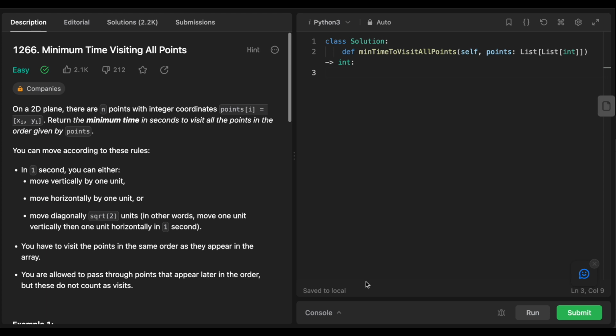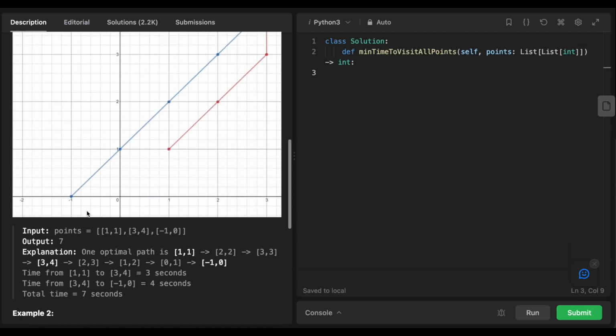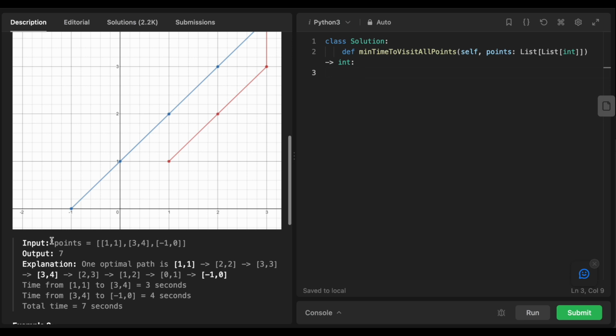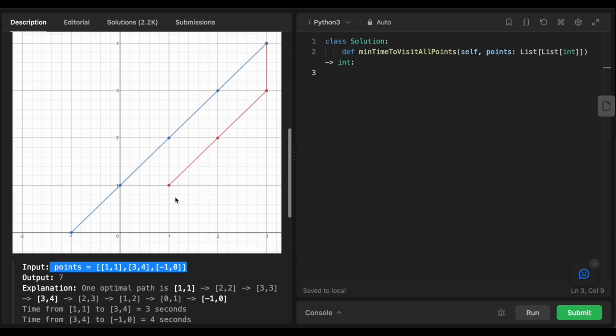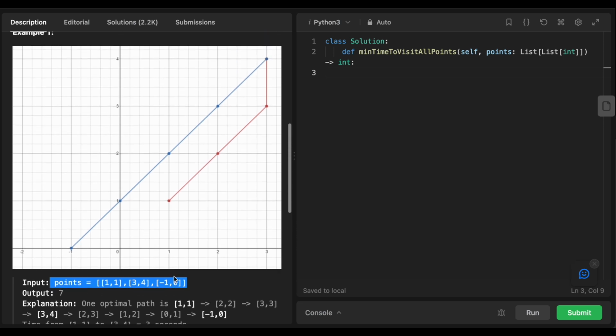Welcome back. We have today 1266, Minimum Time Visiting All Points. In this problem, we are given some set of points. Each set of points represents a point in our graph, and we are supposed to traverse those points in order. So we must start at 1, 1, next go to 3, 4, and then only go to negative 1, 0.